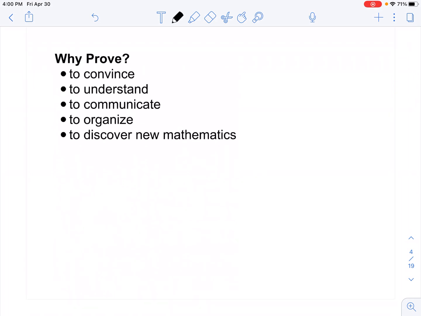Why do we prove? We prove to convince people of something, to understand a concept better, to communicate, to organize, and mathematicians are constantly discovering new math through proof.